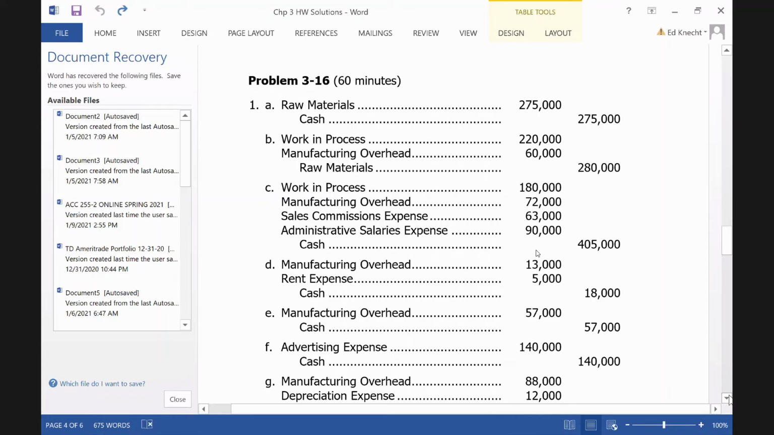So we have an estimated manufacturing overhead cost of $330,000. They tell us that in the problem. They also tell us they're applying the overhead, their allocation basis direct labor cost. And if the direct labor cost is $200,000, what is my predetermined overhead rate?